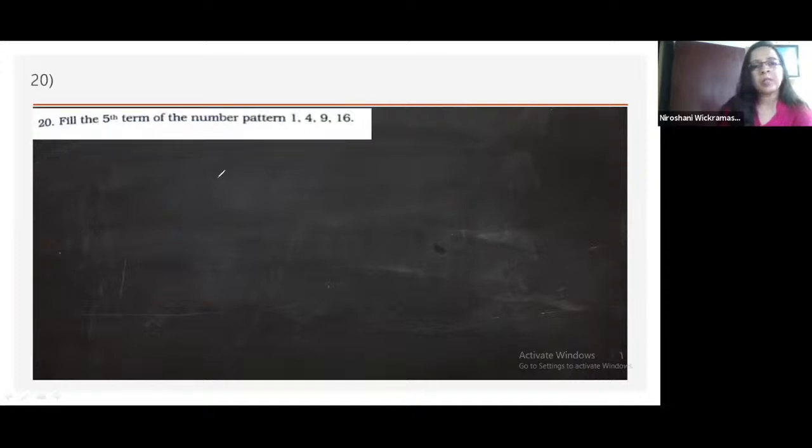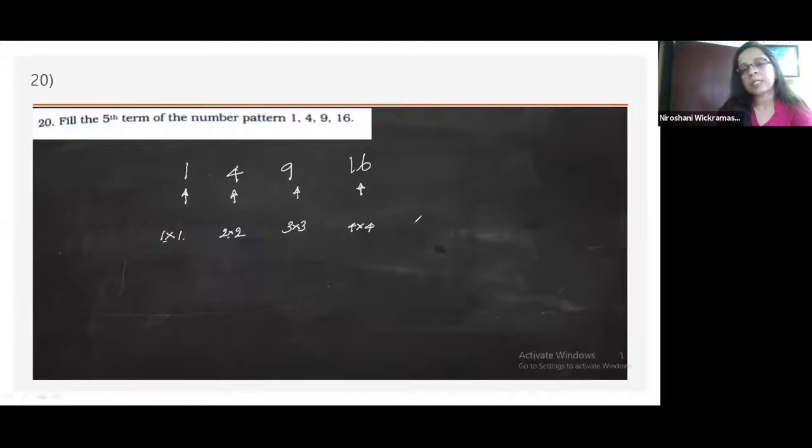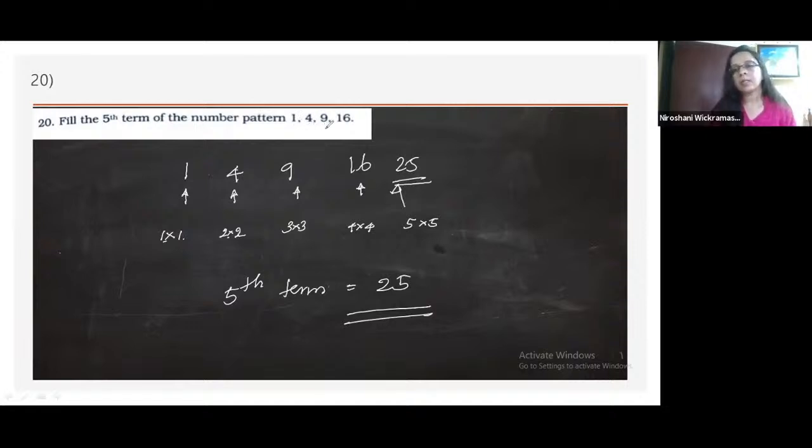Fill in the fifth term of the number pattern. 1, 4, 9, 16. This is the first term, the second term, the third, the fourth. Can you see that this is a square number pattern? A square number is what we get when a number is multiplied by itself. 1 times 1 is 1, 2 times 2 is 4, 3 times 3 is 9, 4 times 4 is 16. Then 5 times 5 is 25. So the fifth term is 25.